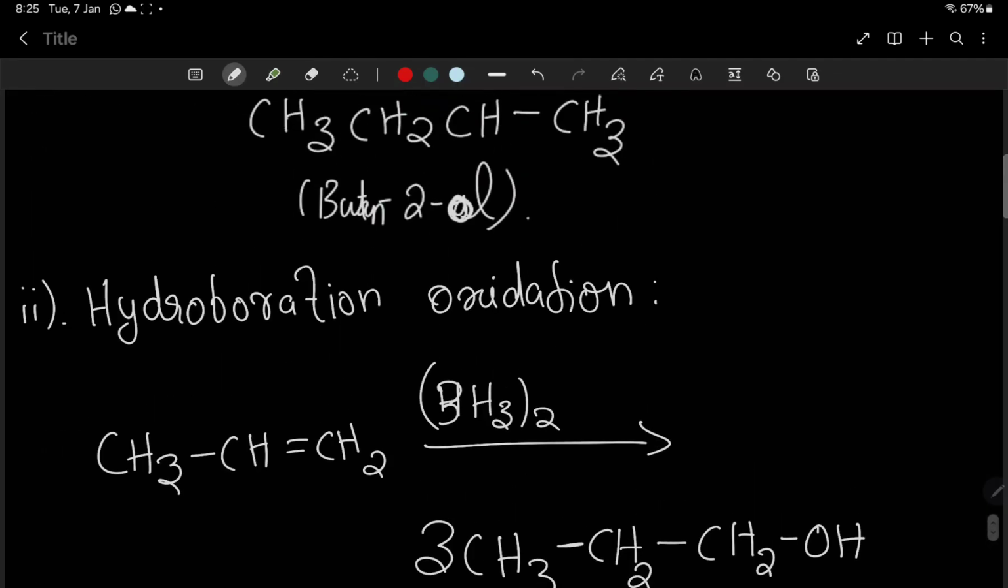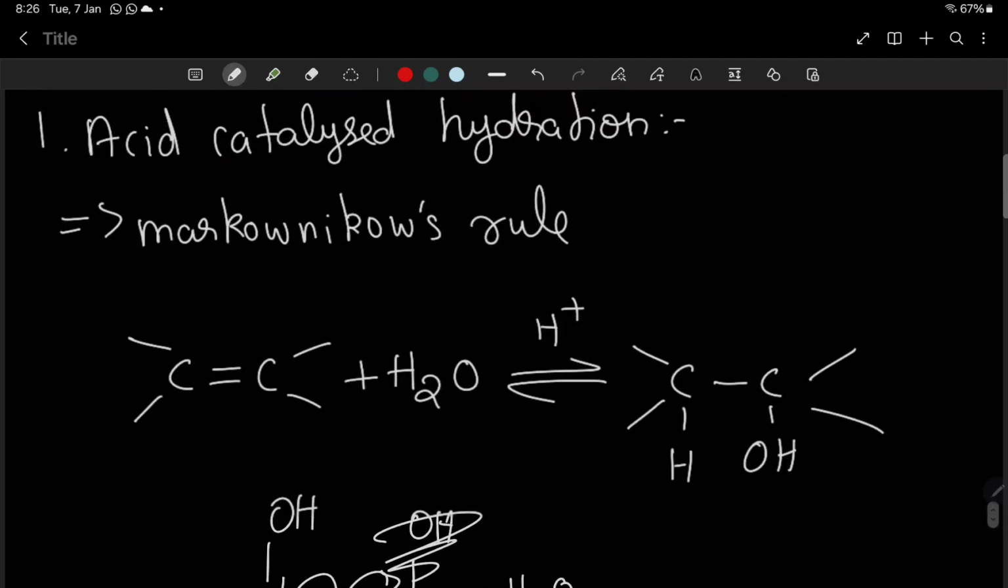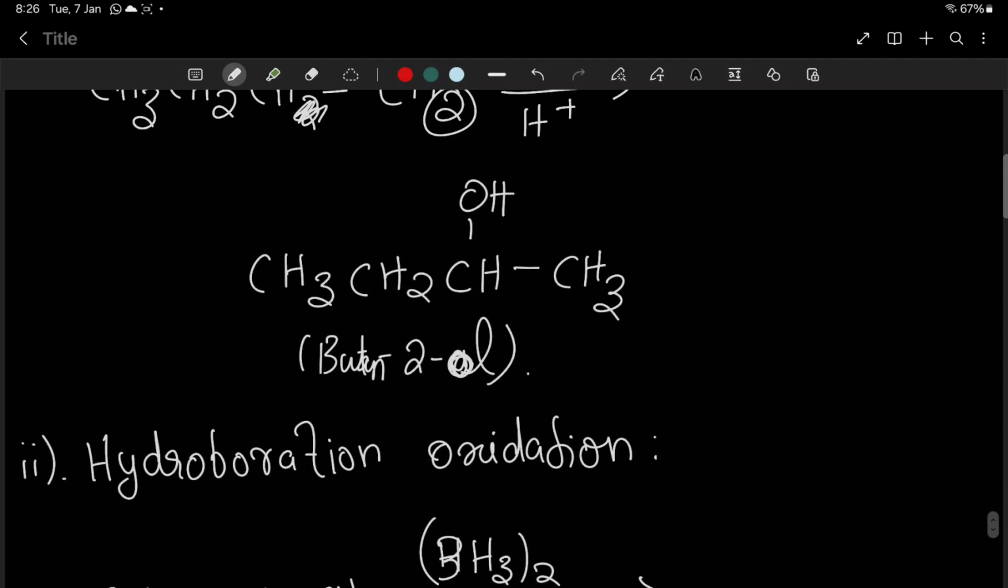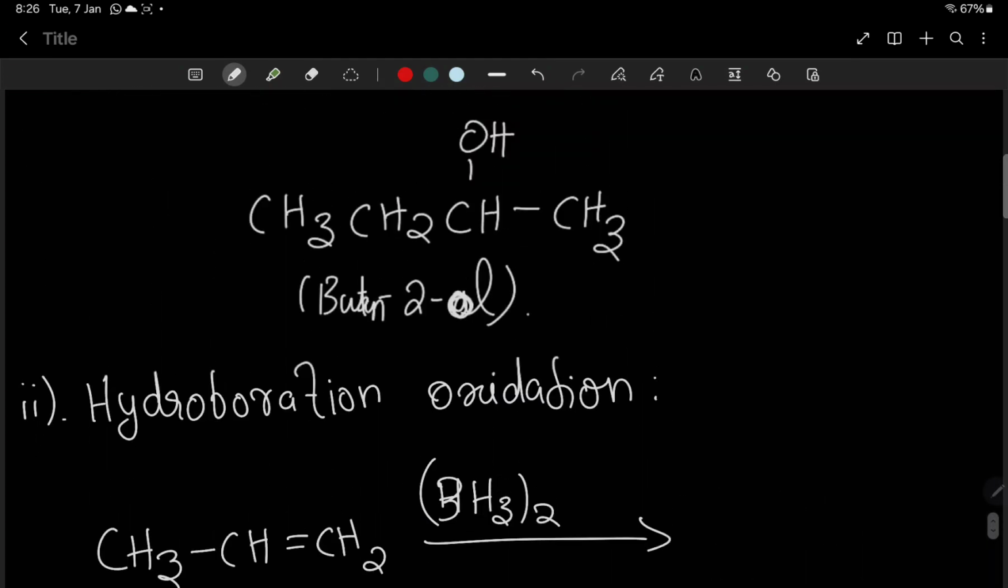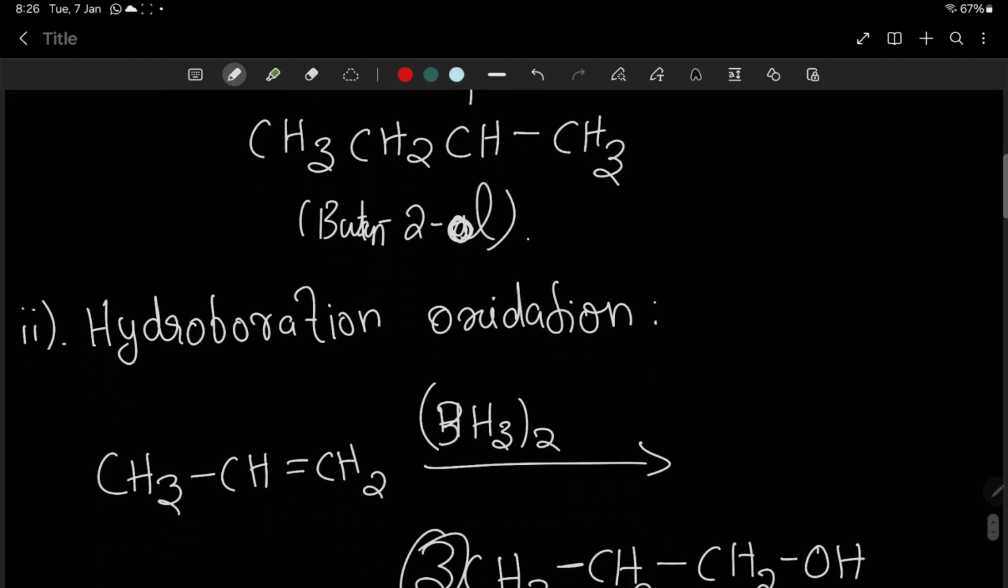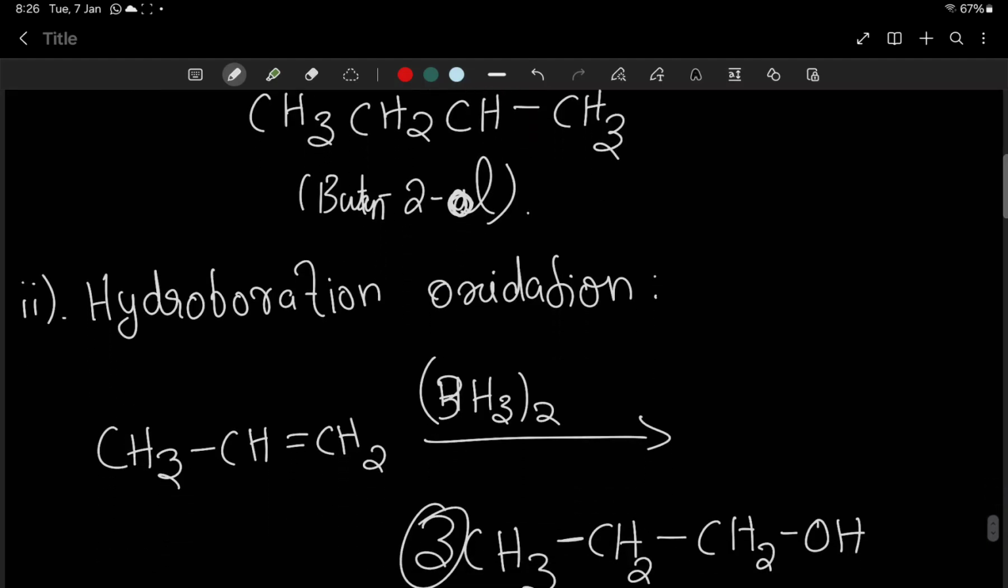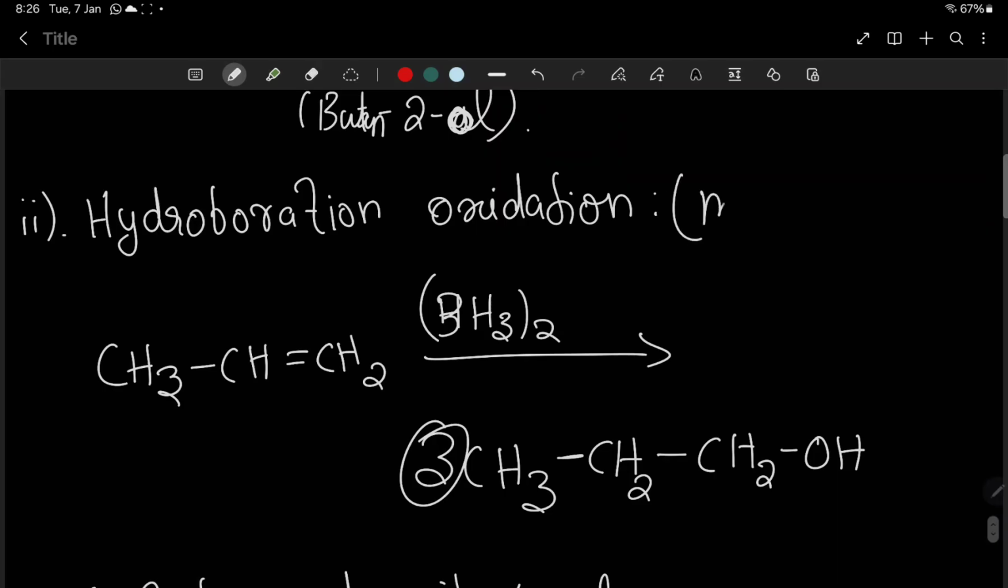Look, which one is preferred? Acid catalyzed hydration or hydroboration? Here there is more yield in hydroboration oxidation compared to acid catalyzed hydration. Therefore, this will give us more product or more yield. Hydroboration oxidation gives us more yield. Now hydroboration oxidation is over.